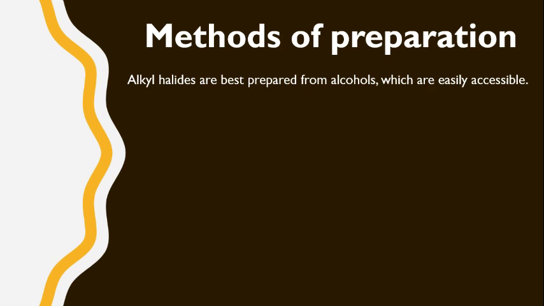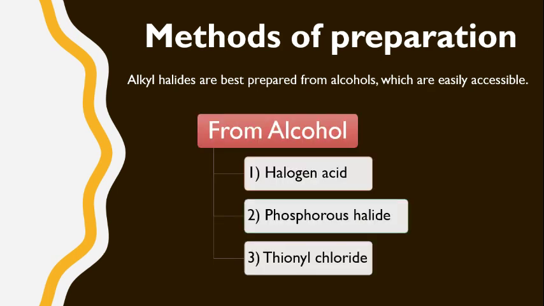It is from alcohols, and it is a very easy process. From alcohols, we can synthesize halogen derivatives by using three methods. We will see them one by one: halogen acid, phosphorus halide, and thionyl chloride.